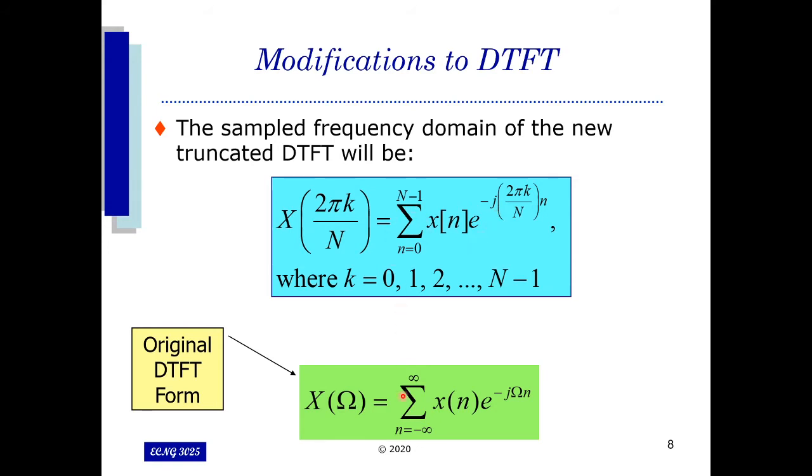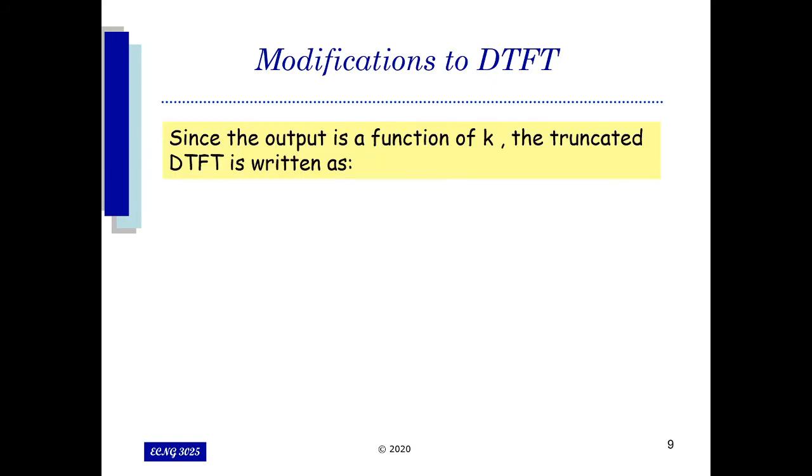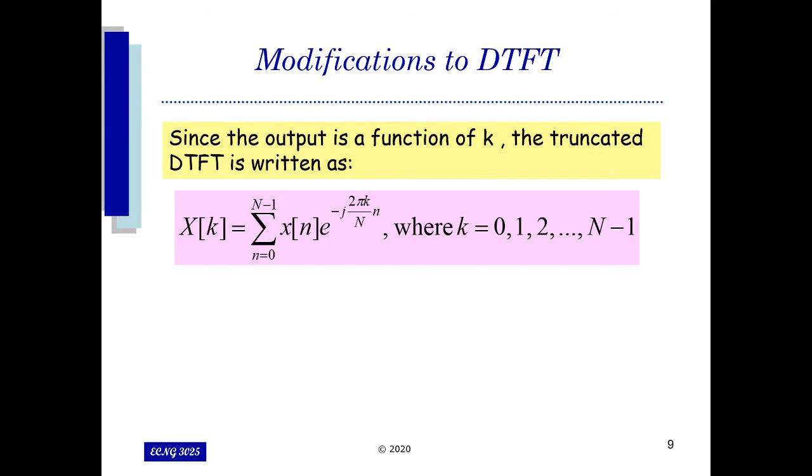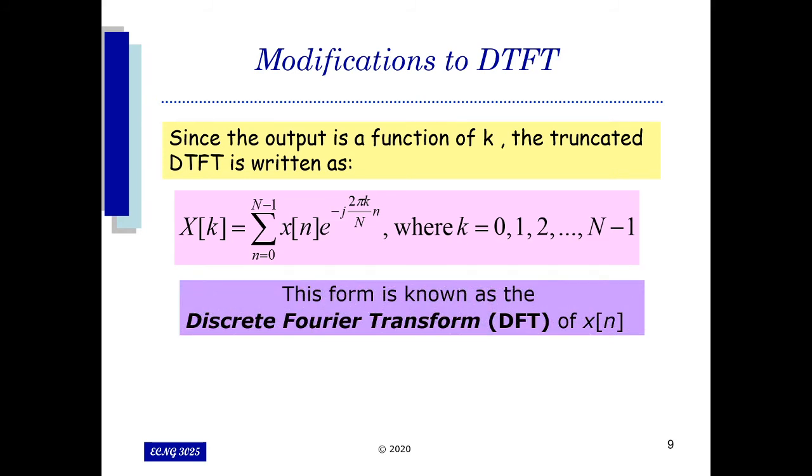Also, instead of going between positive and negative infinity, we're now going over a finite sequence, from n equals 0 to N minus 1. So, since the output is now a function of k, the truncated DFT is written in this form. Because it's truncated and we're dealing with a finite number of samples, this moves the DTFT to the actual DFT, or the discrete Fourier transform of x of n.